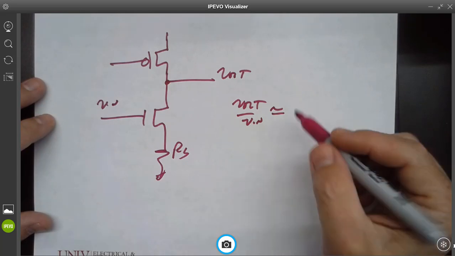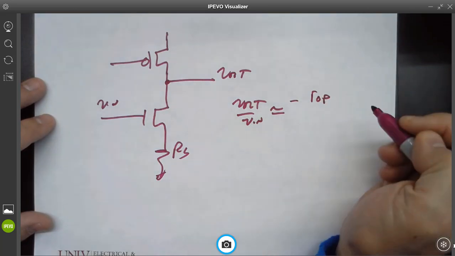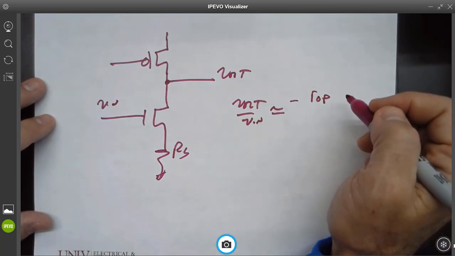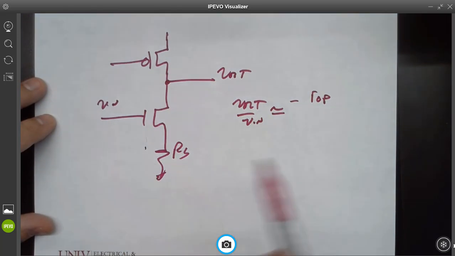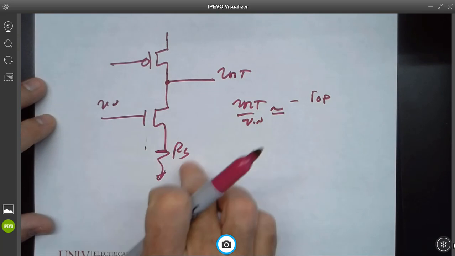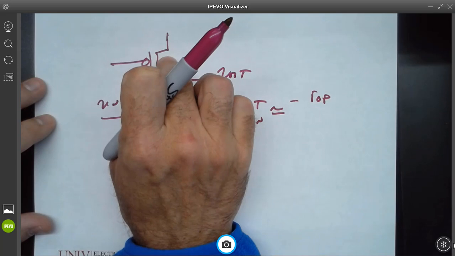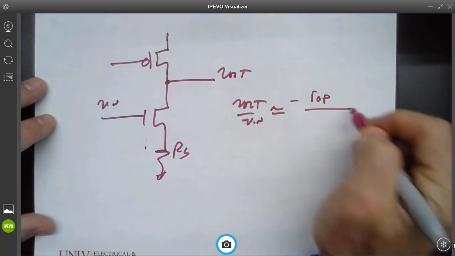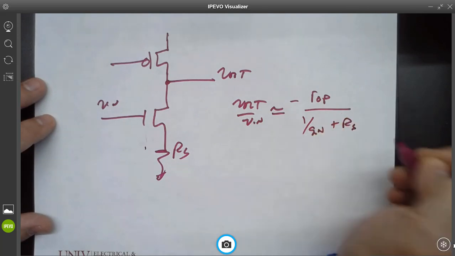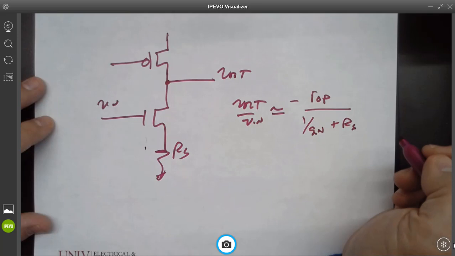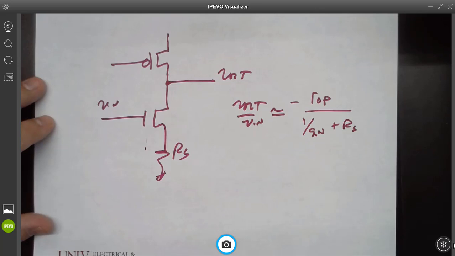gm. What's the resistance in the drain? It's negative, so it's negative gm. Resistance in the drain is what? R out P in parallel with what's here, right? But if RS is reasonably sized, then this is going to be much larger than the output resistance of this. Or divided by 1 over gm N plus RS. Resistance in the source is the resistance I see looking into the source plus RS.